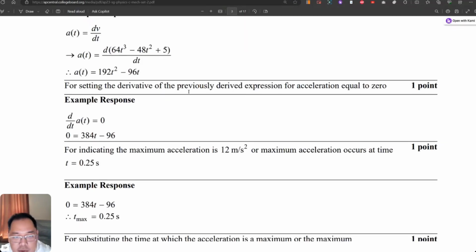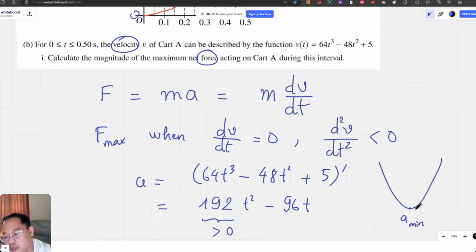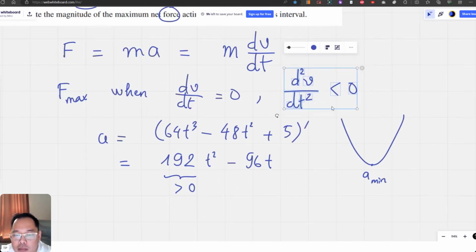Setting the derivative of the previous derived expression for acceleration to be 0, we can find the time at 0.5. But when that equals 0, we have minimum acceleration, not maximum. That's weird. Right, this graph is a concave up parabola.